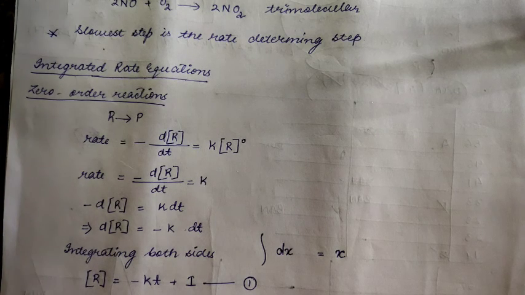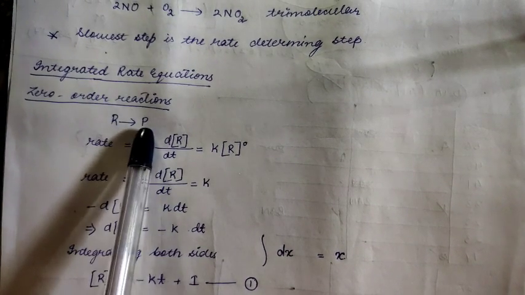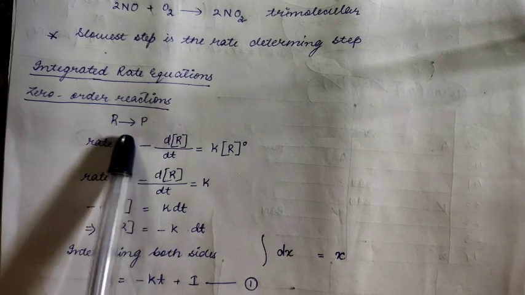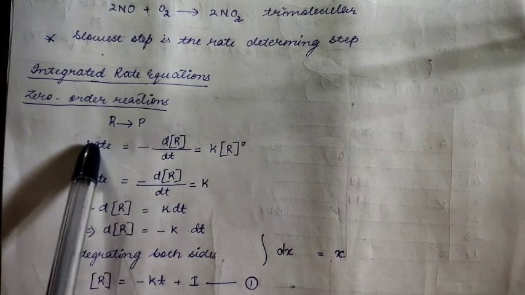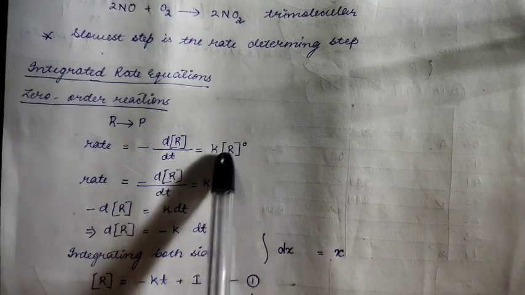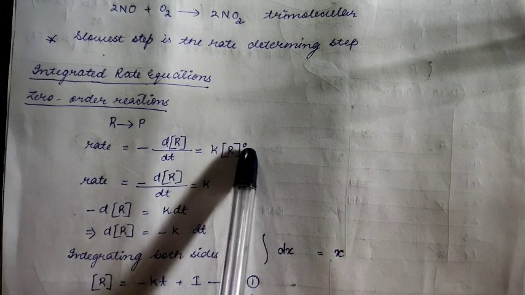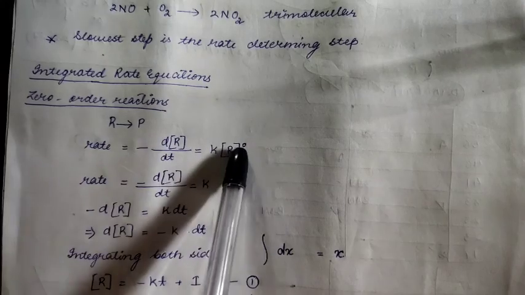Now let us move on to the zero order reactions. What will be the integrated rate equation for a zero order reaction, and how can we determine the rate constant? So let us consider a reaction where R is converted to P. So it's simple, R is the reactant and P is the product. Now how to express the rate equation? Rate is equal to K, the concentration of the reactant raised to the power order. Now we know that the order is 0, so we can put 0 here.